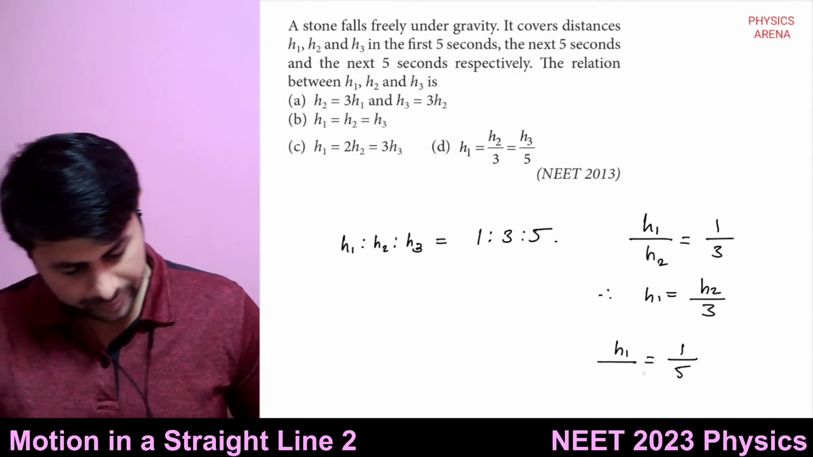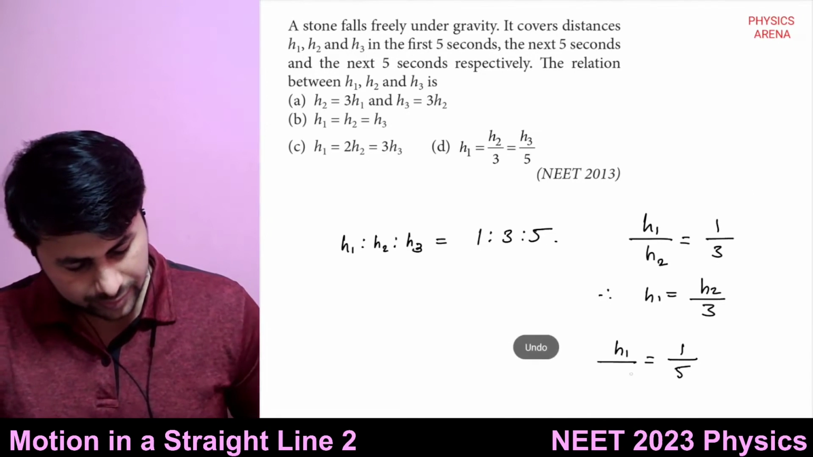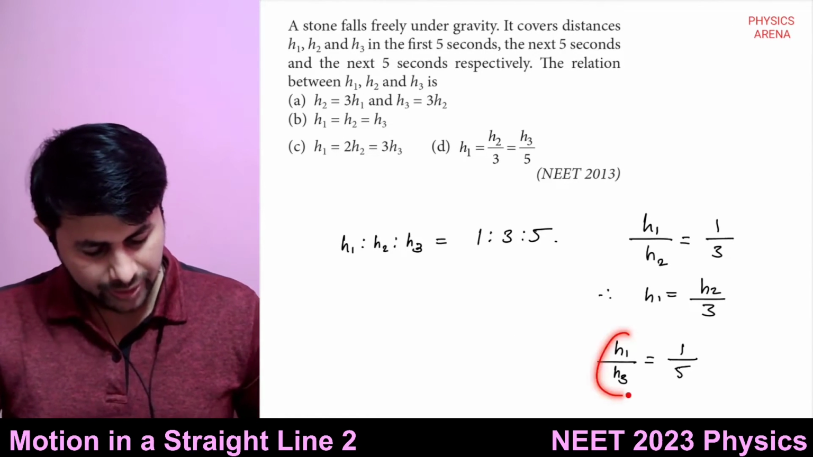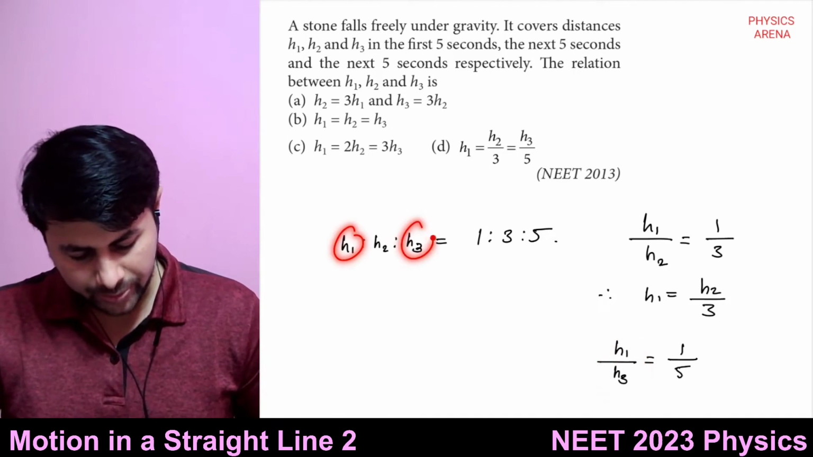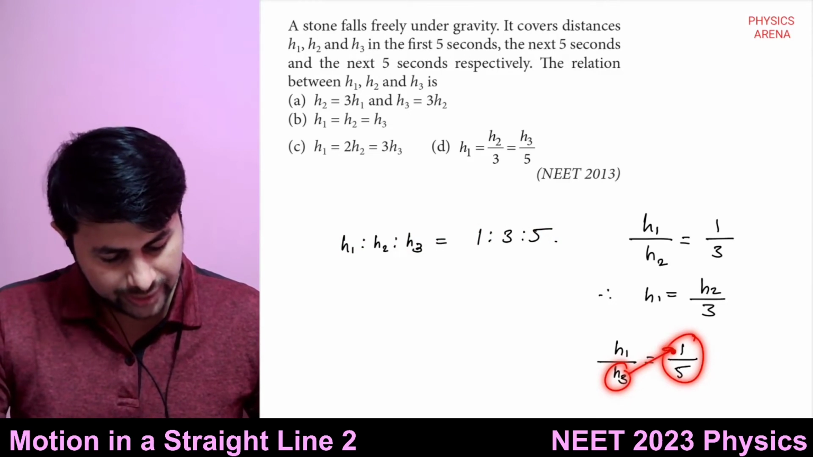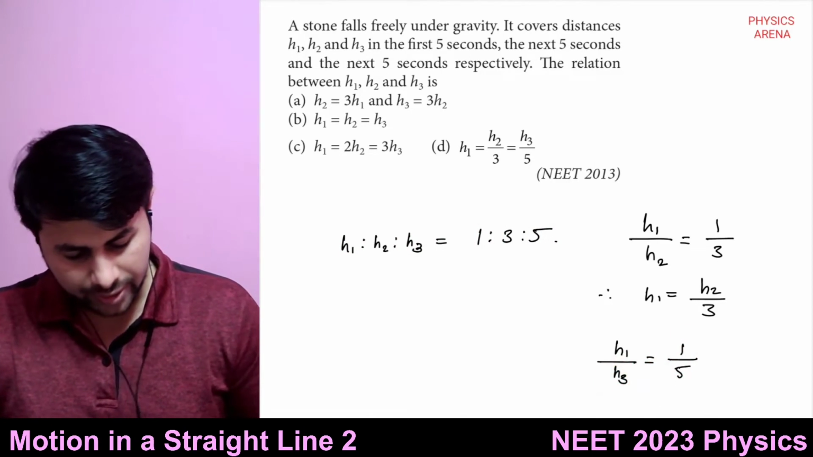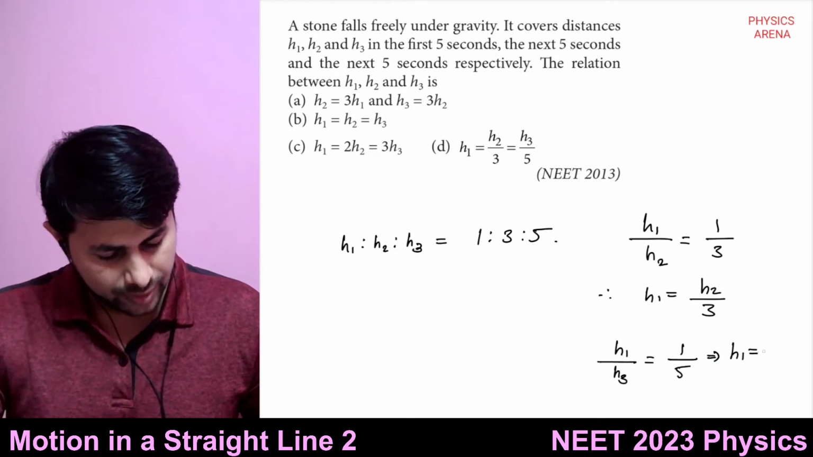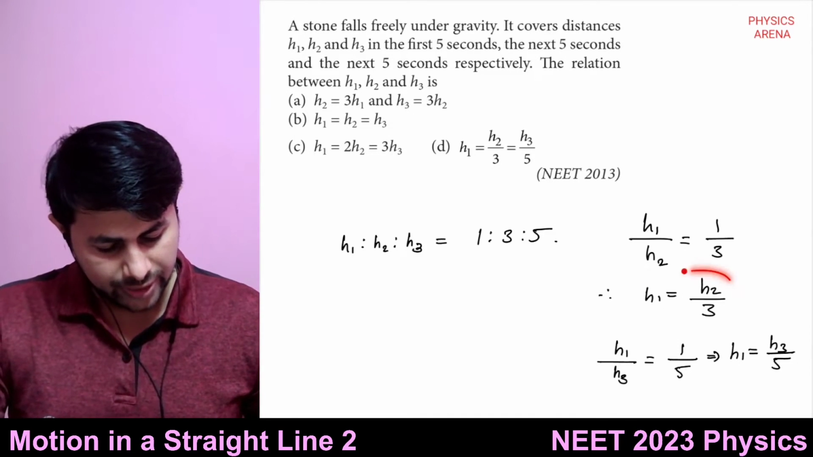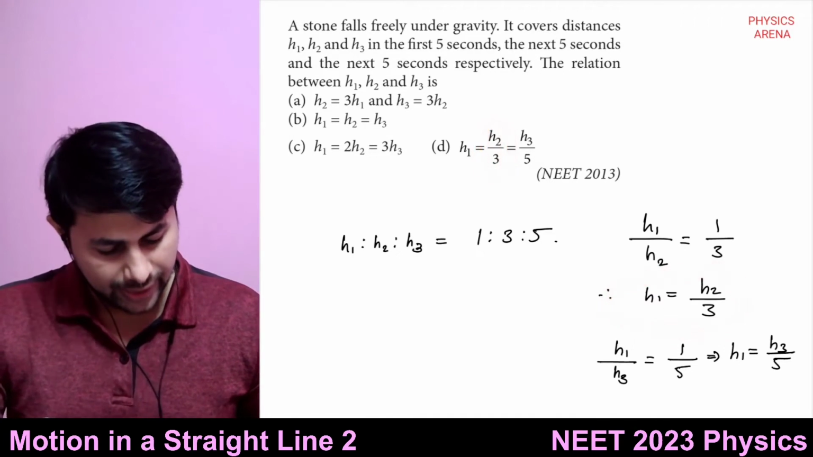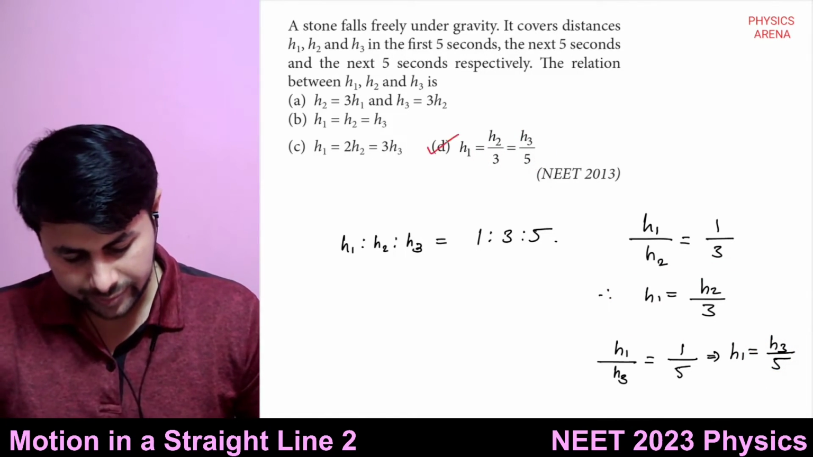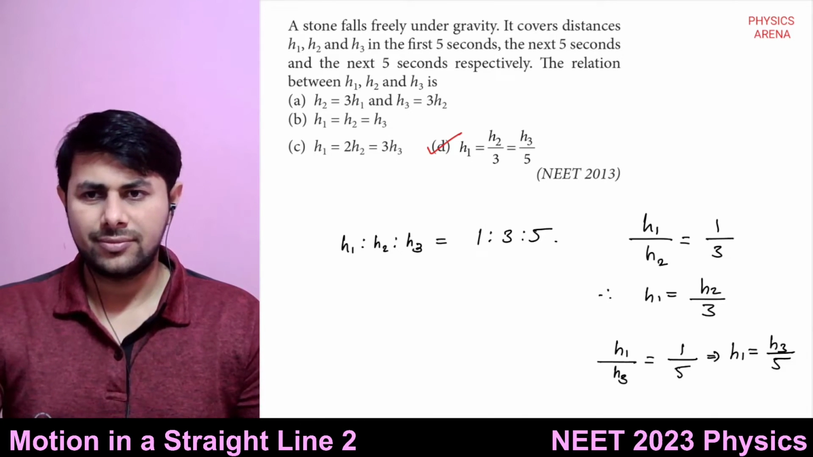So I can write h1 upon h3 equals what? h1 upon h3 is 1 divided by 5. So it is 1 upon 5. I can move h3 on the right hand side, it goes to the numerator. So h1 is equal to h3 divided by 5. This is what I get. So h1 is equal to h2 divided by 3, and it is h3 divided by 5. Simple. So this is the answer. Right?